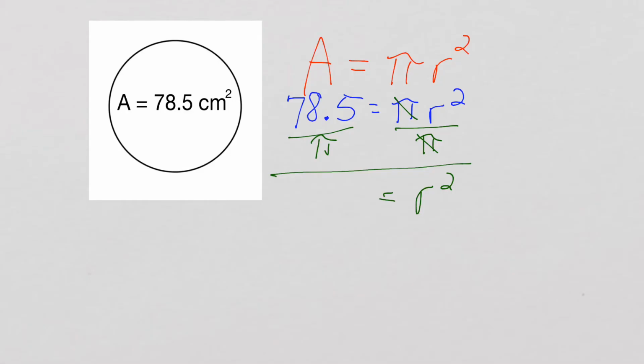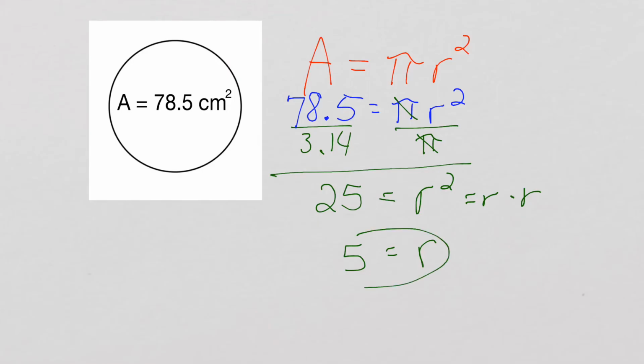Now, at this point, we want to replace that pi symbol with 3.14. 78.5 divided by 3.14 is going to end up being 25. Now, r squared is 25. That does not mean my radius is 25. Remember that r squared is r times r. So that means one of those r's has to be 5, because 5 times 5 would be 25. So if I have an area of 78.5 centimeters squared, that means I have a radius of 5 centimeters.